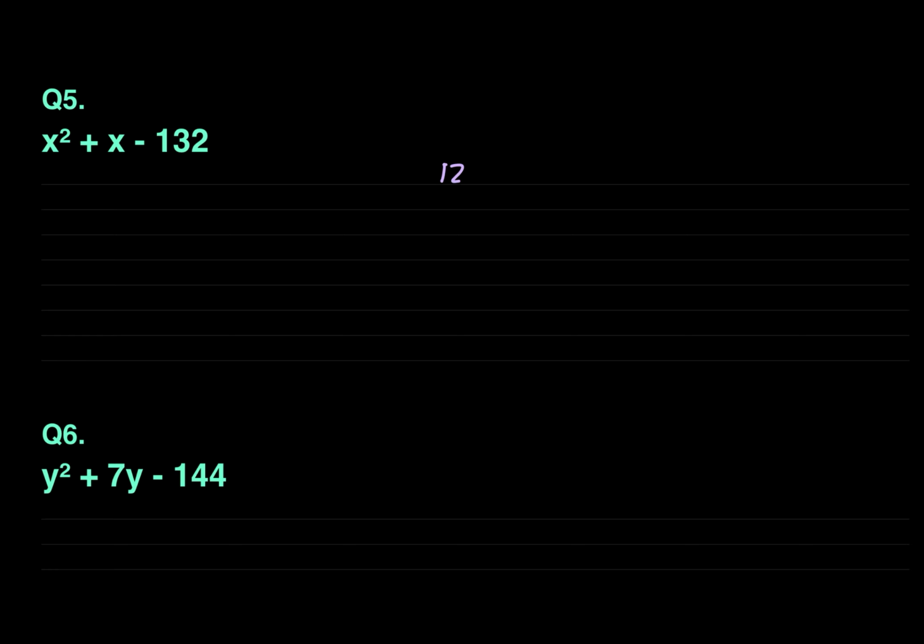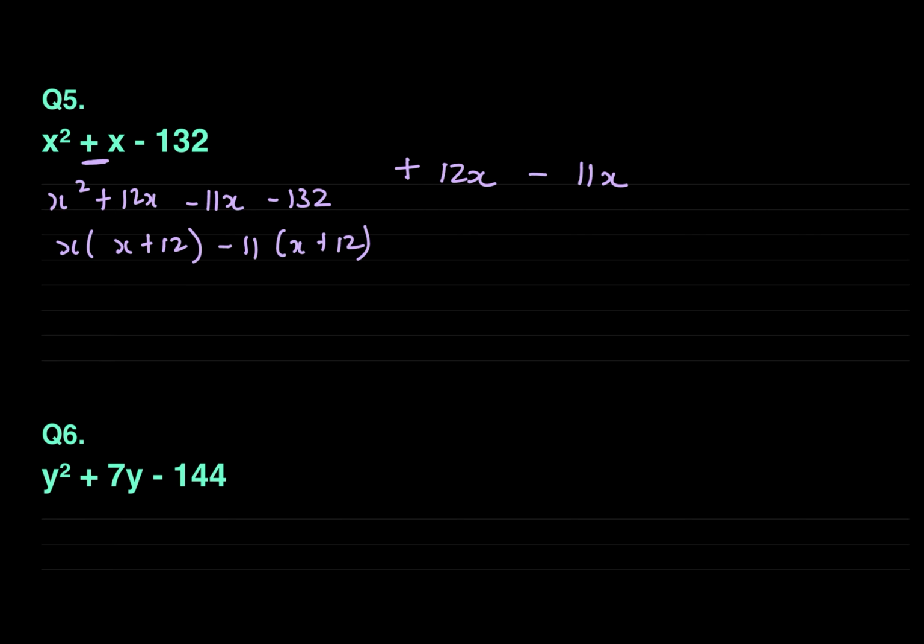So 12x, 11x. 11x into 12x is 132, but we need negative 132. So one has to be plus and one has to be minus. But here we have a plus sign, so the greater number has to have a plus sign and this has to be minus. Now let's see. X square minus 132 plus 12x minus 11x. Guys, are you understanding what I'm saying? X plus 12 minus 11, x plus 12. X plus 12 is in one bracket. This is it. You have factorized this.